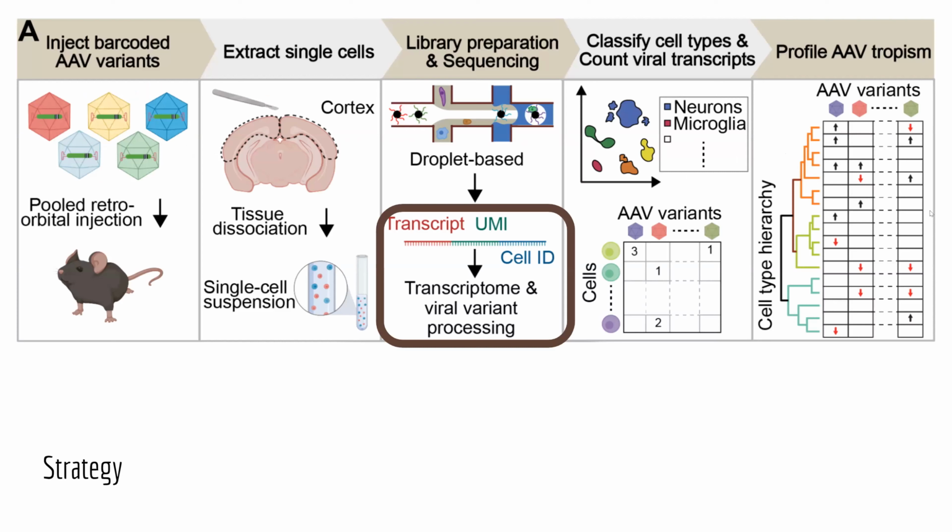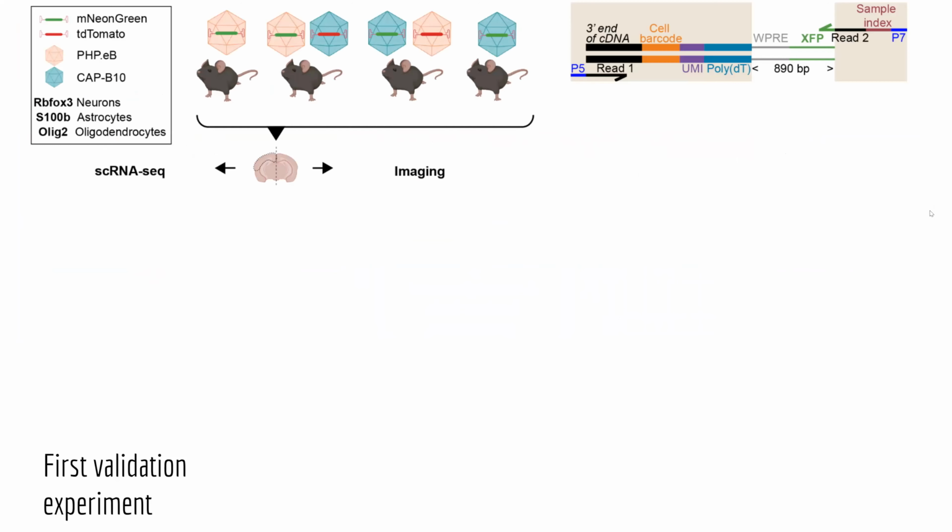So that's the main summary of that strategy. And so we decided, let's go do our first validation experiment. The experimental paradigm was, we had 4 animals, and we injected 2 of them with variants individually, and then we injected 2 animals with co-delivery of 2 variants that were carrying 2 different fluorophores, mNeonGreen and tdTomato, so that we could take half the brain from each animal and quantify it via imaging, and take the other half and quantify it via single cell sequencing.